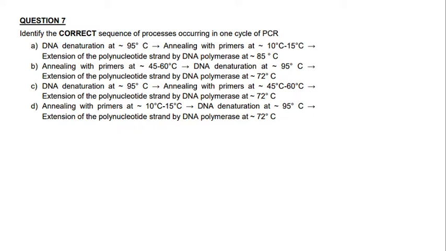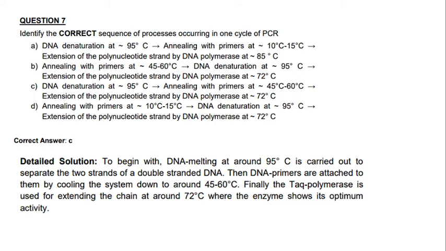Yes. So option number C. So first is DNA denaturation at 95 degrees centigrade, then annealing with primers at 45 to 60 degrees centigrade, then extension of the polynucleotide strand by DNA polymerase at 72 degrees centigrade. Yes, option C is correct.